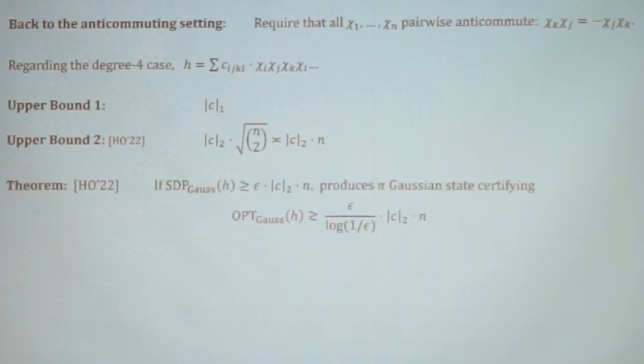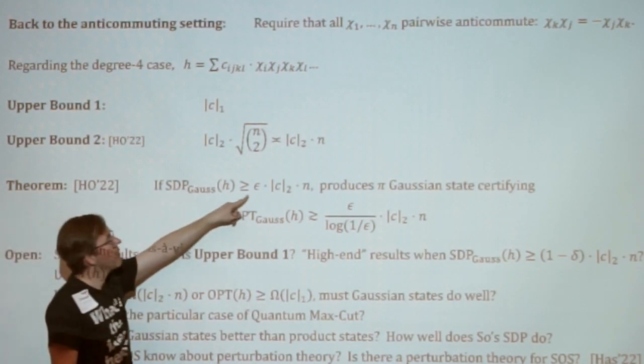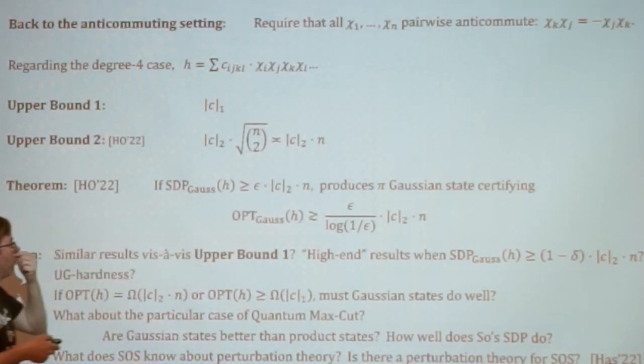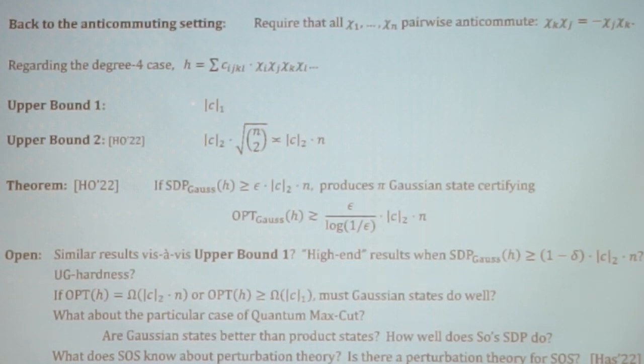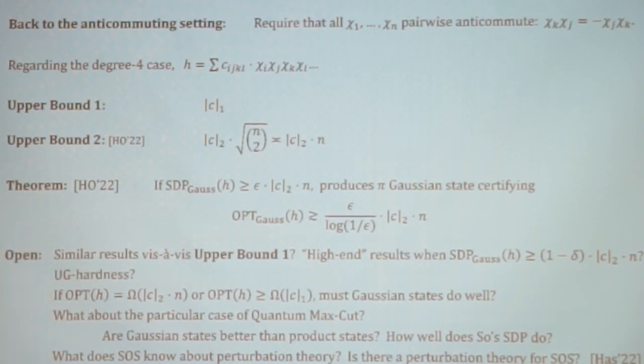Okay, I think this is pretty much my last slide. So I wrote some open questions that occurred to me in this setting. This result is about if you're a constant fraction of this upper bound number 1, but what about if you're a constant fraction of this other upper bound, which I think is more relevant for things like quantum max cut or 2-local Hamiltonians. There, you're usually comparing yourself against the sum of the absolute values of the coefficients, like the number of edges in the graph, basically. And I don't know any results about this.